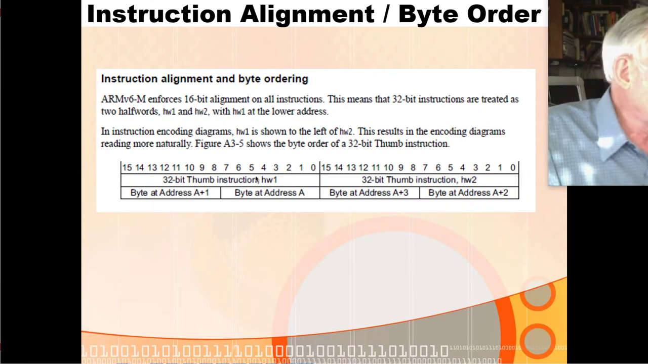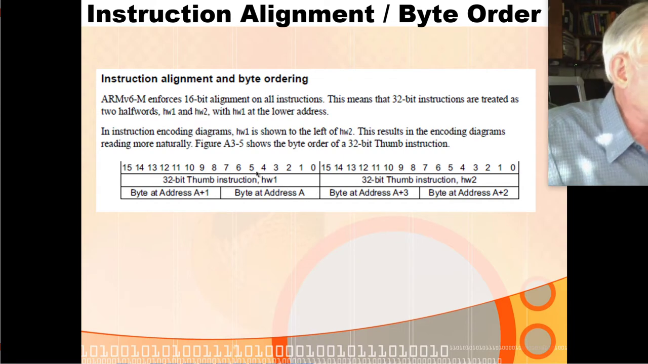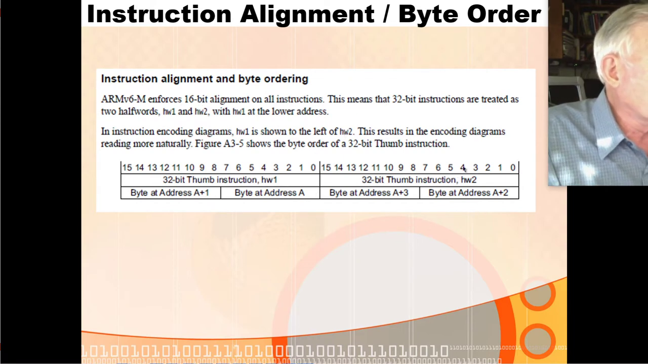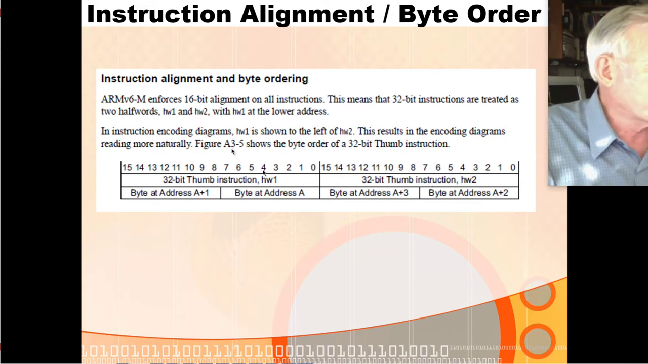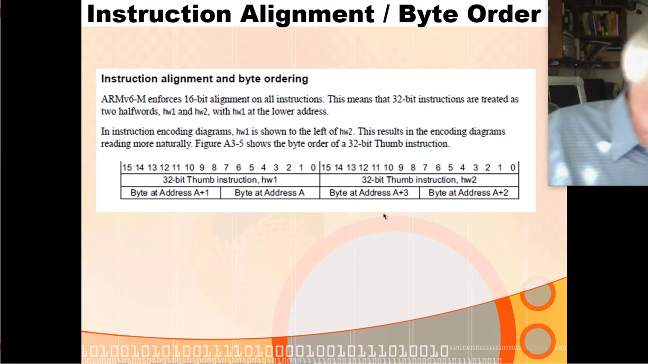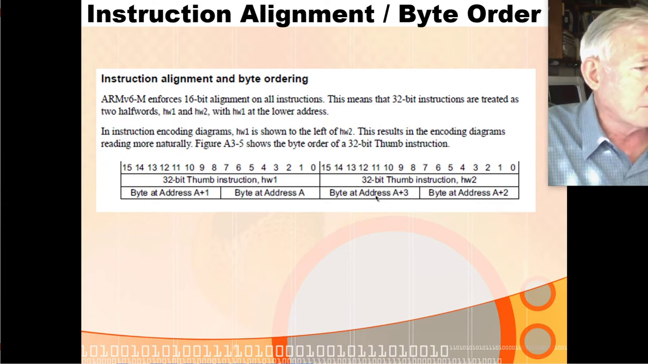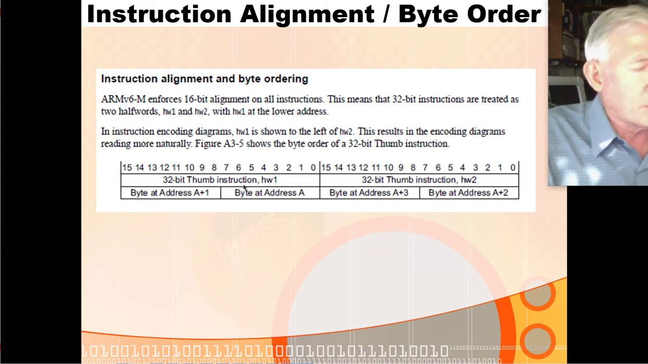However, the instructions, for whatever reason, are switched around. The 16-bit instructions are set up like this, but if you use a 32-bit instruction, it's got the low order byte here, the next byte here, the next byte here, and the next byte here. So it's presented as two half words with the first half word on the left.